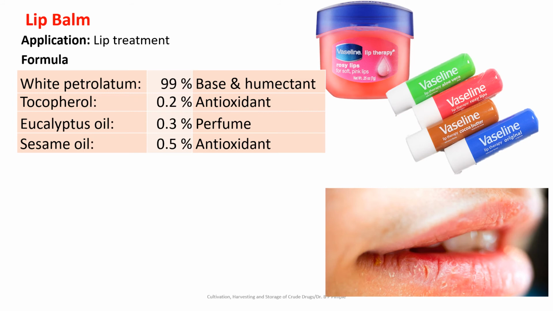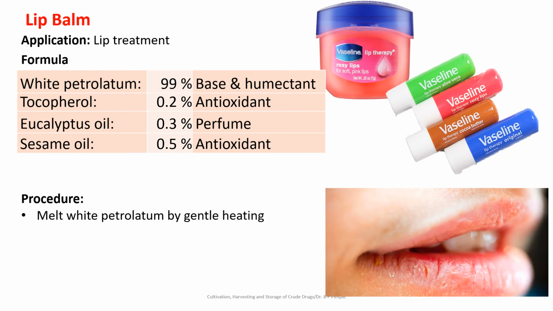White petrolatum, which acts as a base as well as humectant. Then tocopherol, that is vitamin E, which acts as an antioxidant and prolongs the shelf life. Then eucalyptus oil as a perfume, and the concentration is too low, around 0.3, and sesame seed oil, which has sesamol, acts as an antioxidant and prevents the oxidation or peroxidation of the petrolatum and others.